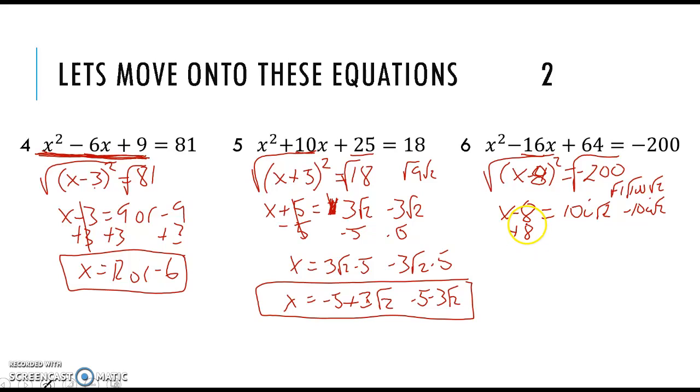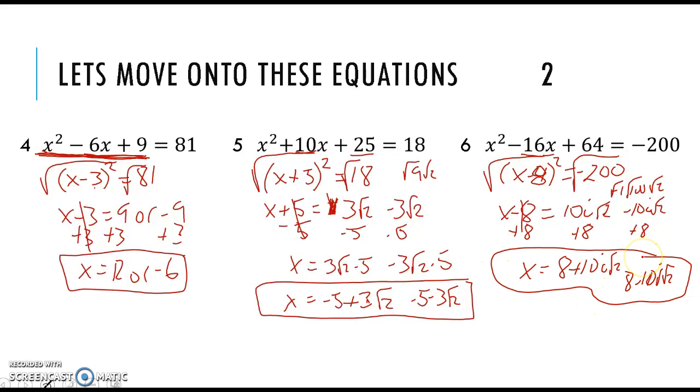So then when I add 8 to everything, I'm going to have two solutions. One of them is going to be 8 plus 10i radical 2. The other one is going to be 8 minus 10i radical 2. That's really sloppy, but you get the idea. Those are my two solutions. Let's move on. That's level 2 type of questions.